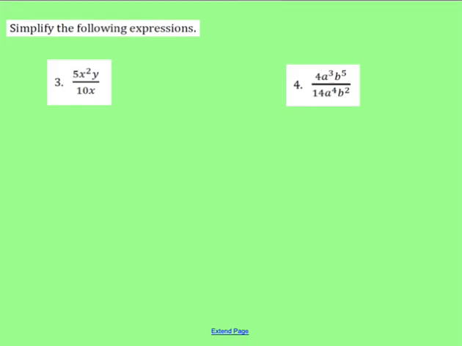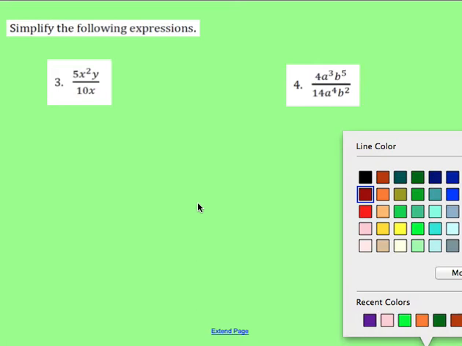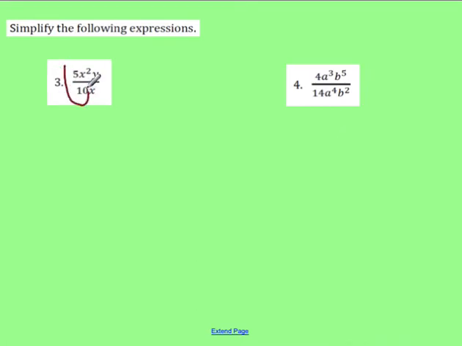So let's take a look at number 3. When you're dividing monomials, when it comes to the coefficients, you always want to make sure that your fraction is completely reduced. So we have the fraction 5 over 10. So what divides 5 and 10? Well, 5 does. 5 divided by 5 is 1. 10 divided by 5 is 2.